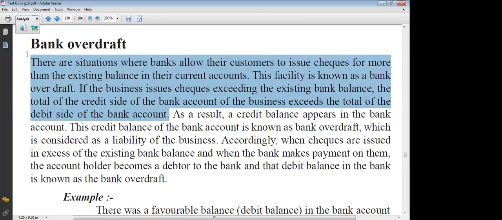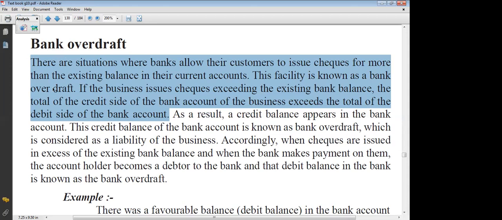Right, as here: there are situations where banks allow their customers to issue checks for more than the existing balance. In that example, the available balance was 30,000, but you paid 70,000. The bank allowed you to issue checks for more than the existing balance. This facility is known as bank overdraft.